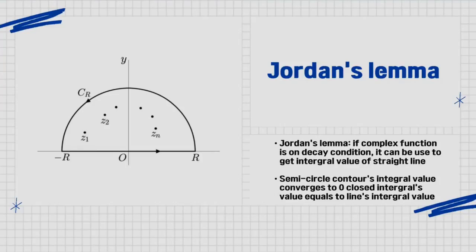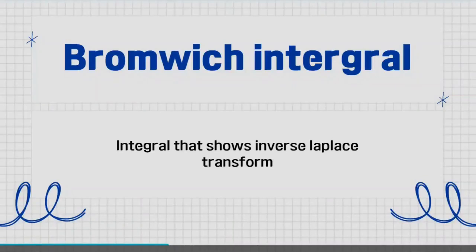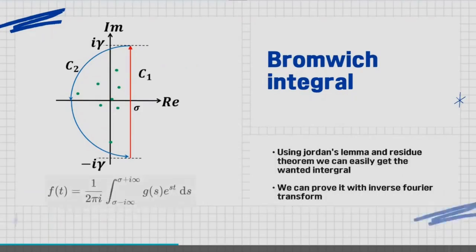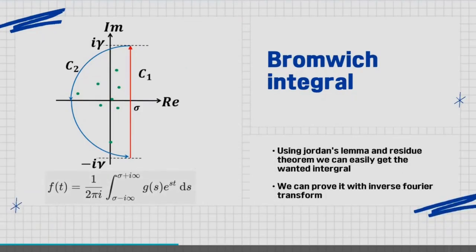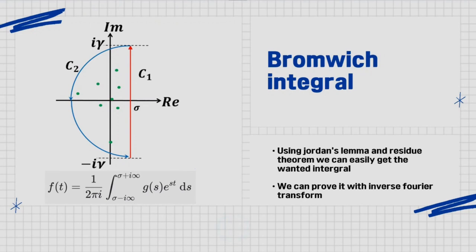We now have the essential complex analysis theorems. We can talk about the Bromwich integral. This is the form of the inverse Laplace transform. The sigma value will be set to include all singularities in the contour. It's a linear integral, but due to Jordan's lemma, we can calculate it by using a closed integral. We do the inverse transform by using the residue theorem, and the inverse transform can be proved by using the inverse Fourier transform.